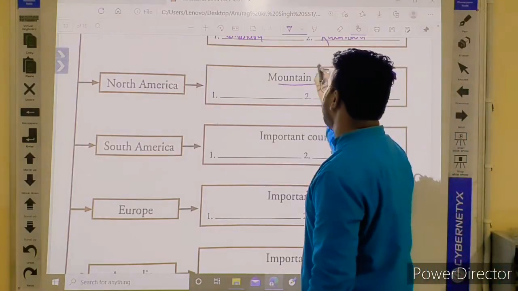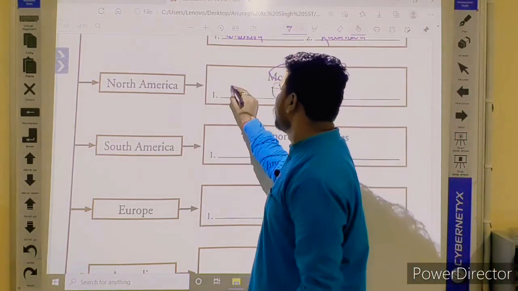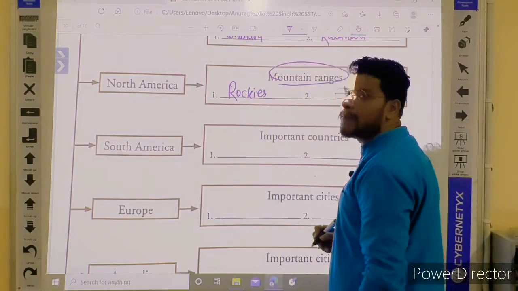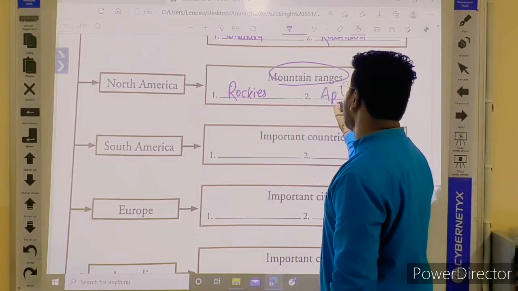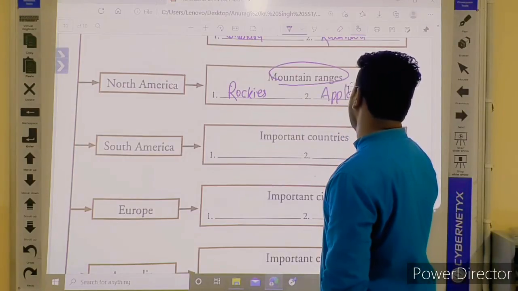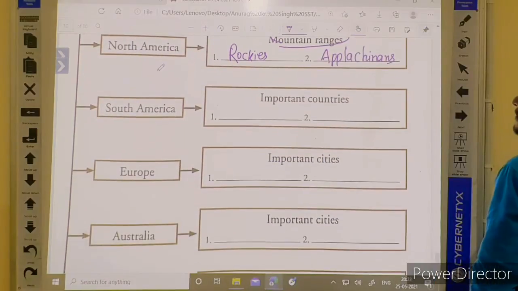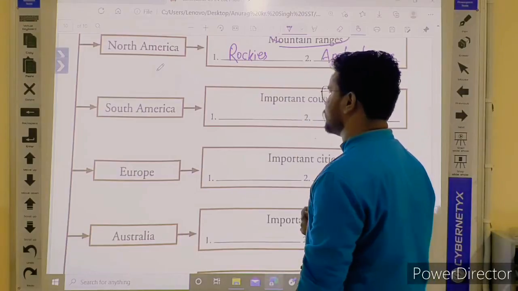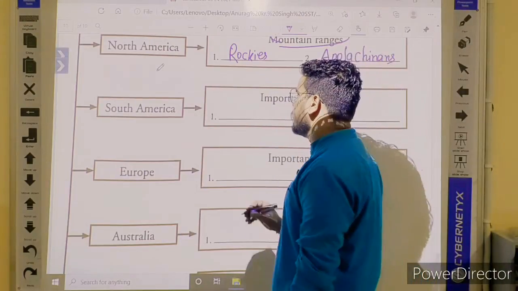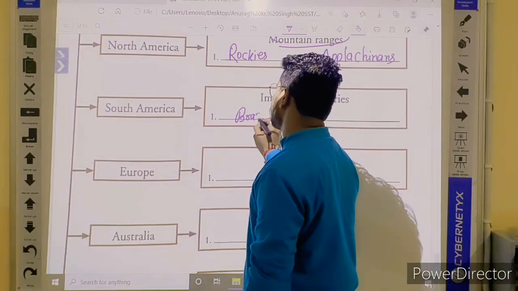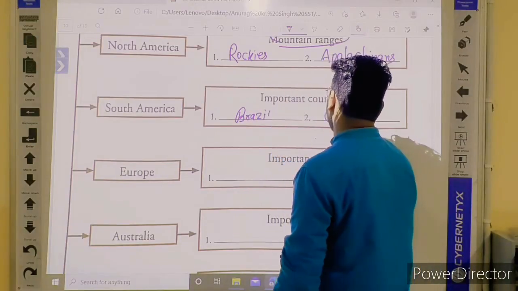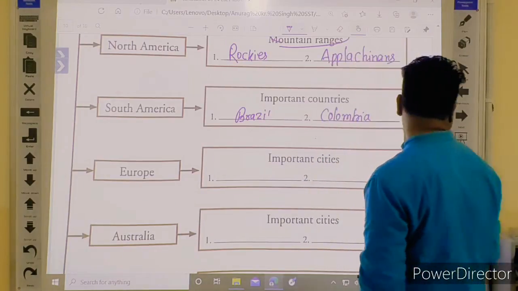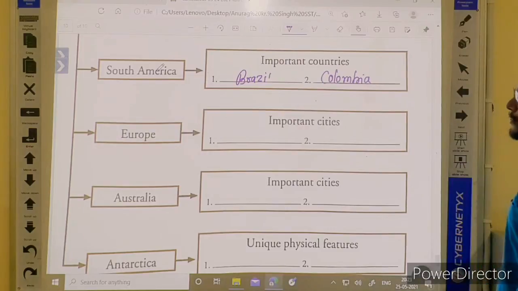Mountain range of North America. First one is Rockies, and then after Appalachian. Now come on the next question. South America, important countries. Important countries of South America are, first one Brazil, and then after Colombia. Now come on the next question.